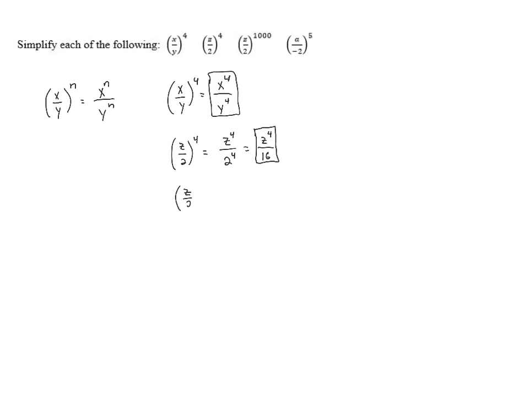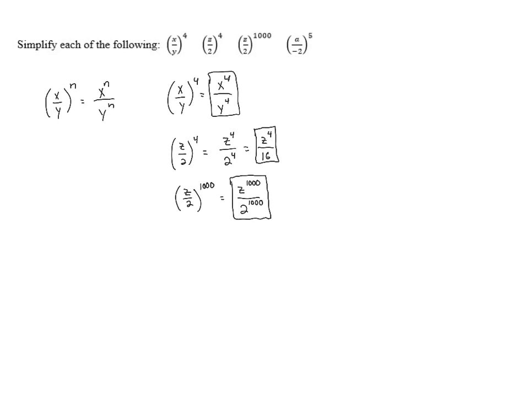All right. The next one is a little bit different. We've got z over 2 to the 1,000th. We're still going to start off the same way. We're distributing that exponent to the numerator and the denominator. Gives us z to the 1,000th over 2 to the 1,000th. But we're going to stop there.